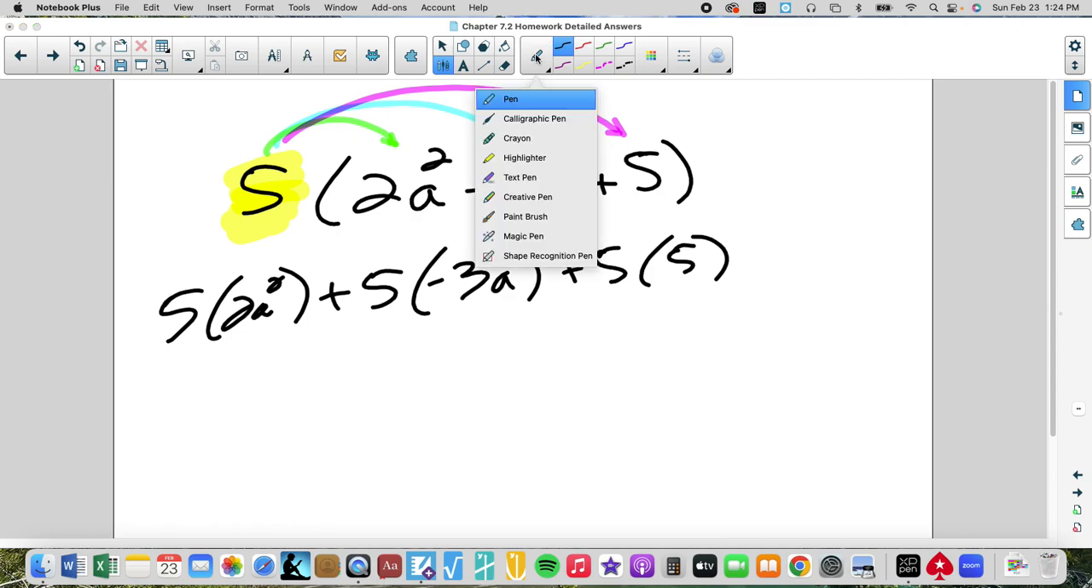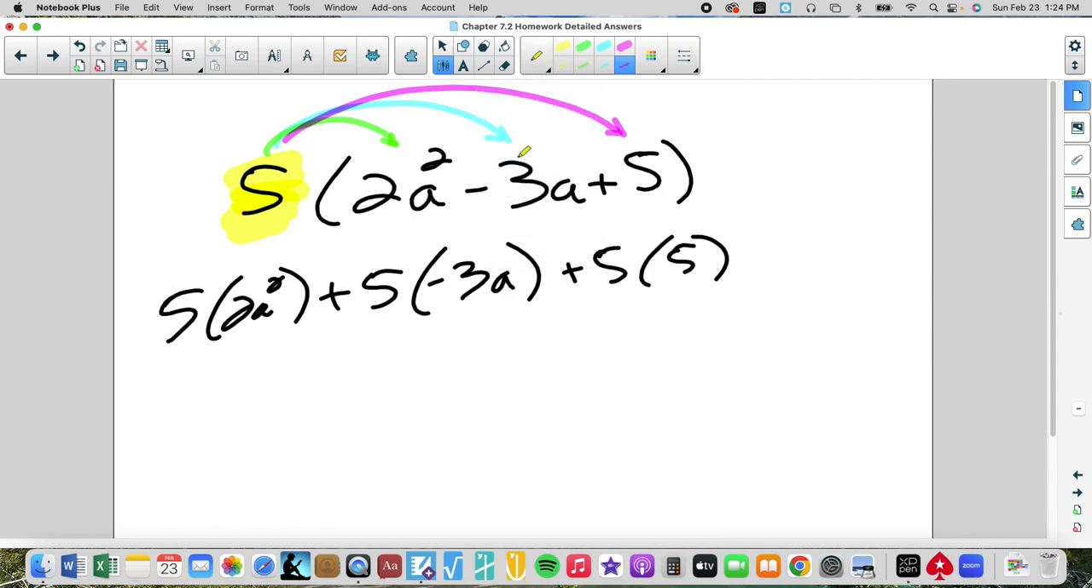So we see each of the terms. We see the 2a squared. We see the negative 3a. And then we see the positive 5. And we are distributing a 5 to all three terms.